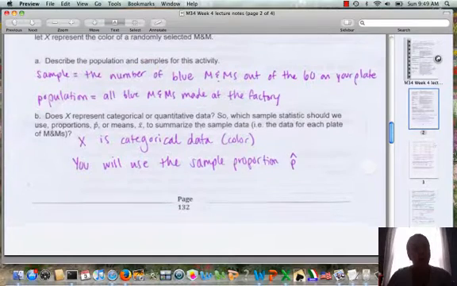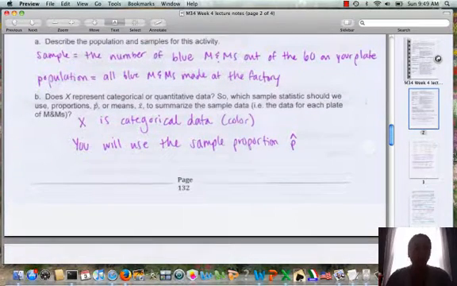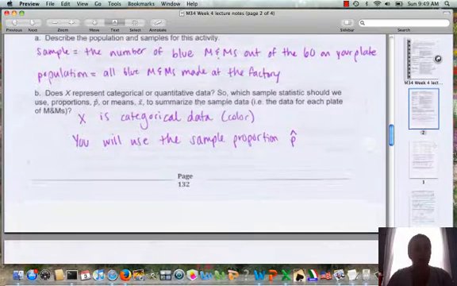So we're asked, does our variable x represent categorical or quantitative data? So in this case, x is categorical data because we're looking at the M&M color. And because of that, you'll use the sample proportion p hat. If we were working with quantitative data, you'd use x bar, the sample mean. But with categories, we can't average categories, so we use the sample proportion. So in this case, it's going to be the number of blue M&Ms out of the 60 total M&Ms that each student has.